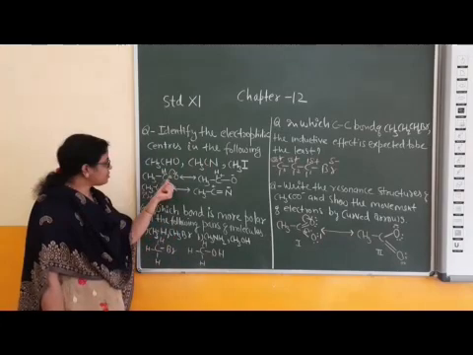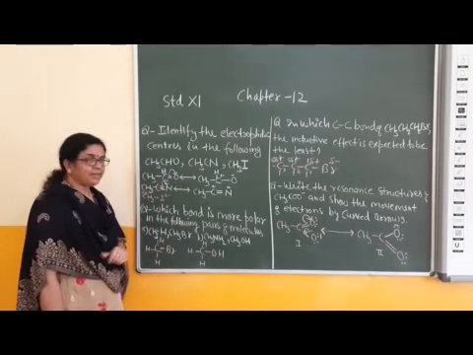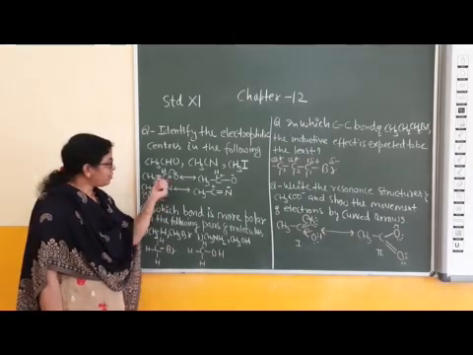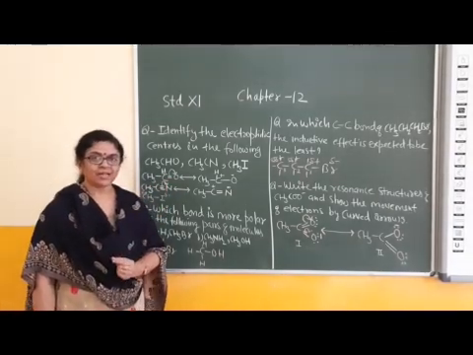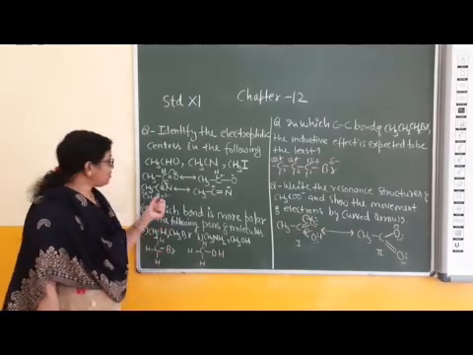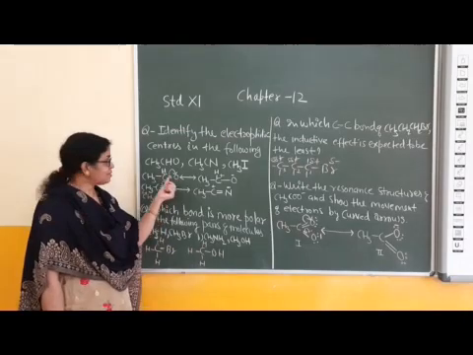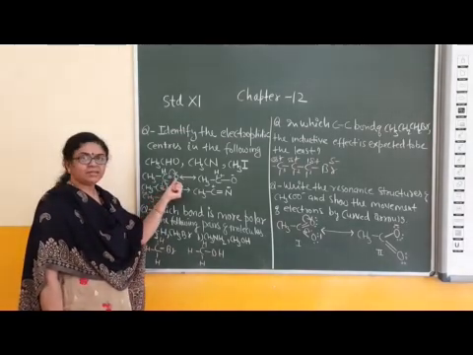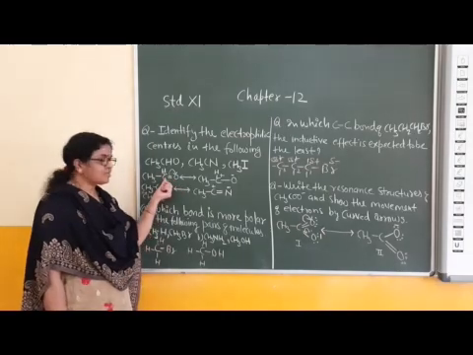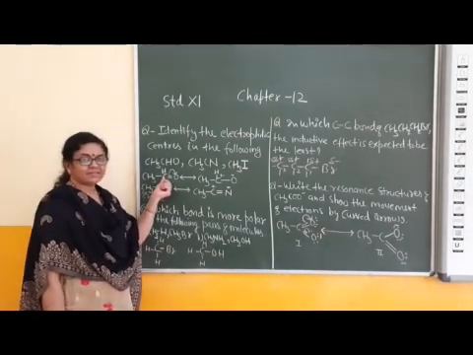Its bonding structure is CH3, C double bond O, and hydrogen. Right? Pi bond is present here. In C and O, oxygen is more electronegative, so there is shifting of pi bonded electrons onto the oxygen atom. Right? This carbon carries positive charge and oxygen negative charge. This C plus will act as electrophilic center.